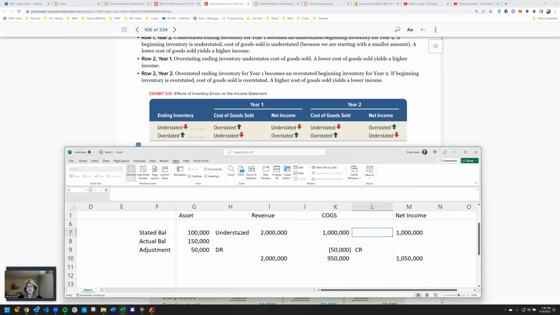So now this is overstated, and this is understated. Does that work? If inventory is understated, our cost of goods sold is overstated, and our net income is understated. Okay, so that works. That's the visual numerically of this table for year one.